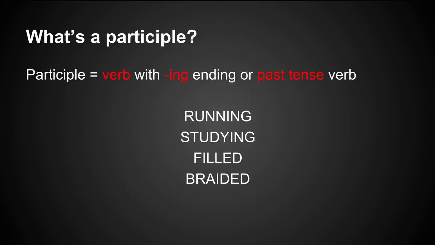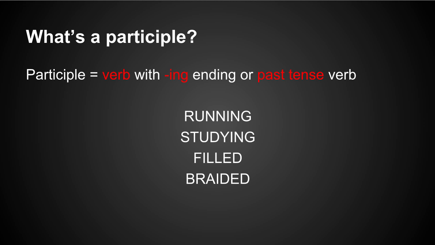So first of all, we have to understand what a participle is. A participle is quite simply a verb with an ing ending or a verb in the past tense. So here are some examples: running, studying, filled, braided. You could come up with a million more examples yourself. But again, it's got to have an ing ending or it's got to be past tense.